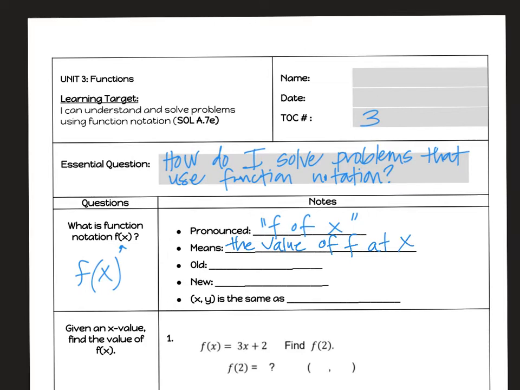A way that you may be familiar with writing this is y equals, but now we're transitioning to writing f of x. So f of x equals. They mean the same thing, however, when using function notation, we want you to use the new way of writing it. When writing an ordered pair, you typically have your x, comma, your y in parentheses, and we can also write this as x, comma, f of x, because that f of x is representing the y value.